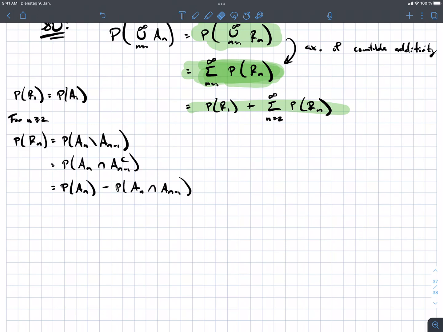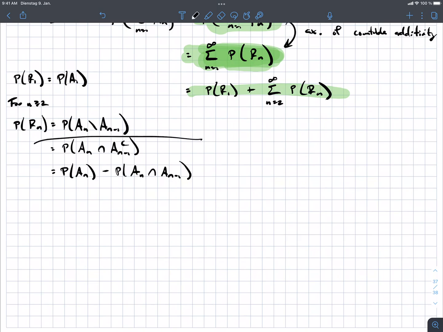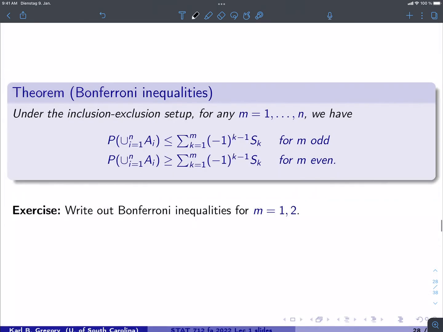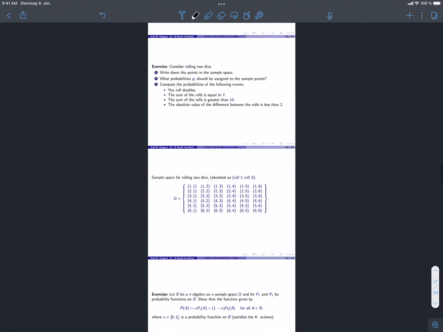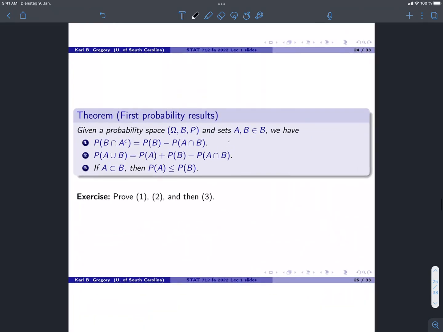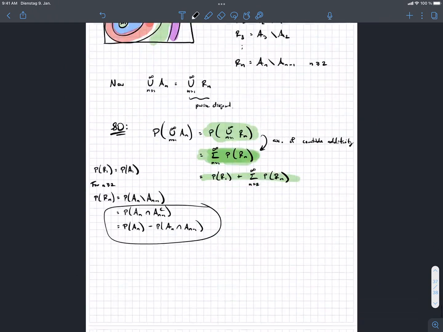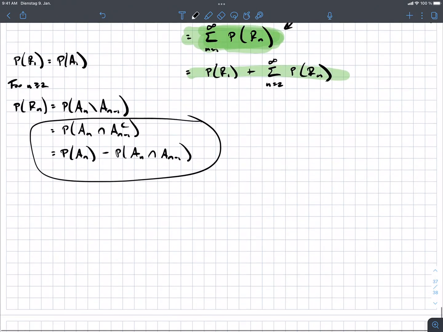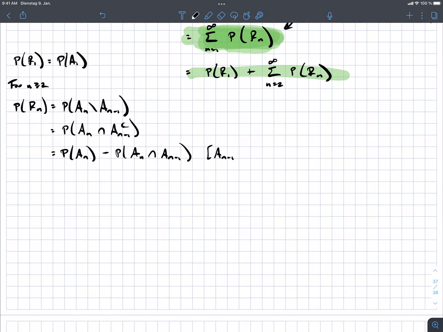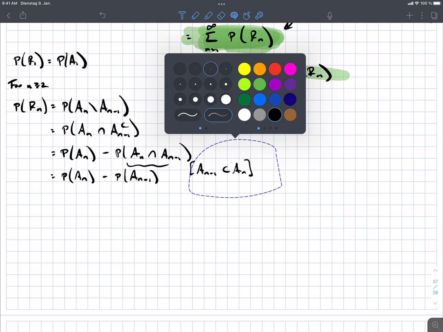Okay, and so if we can scroll up and find this, where can we find it? Way back, right here. So we showed that. Okay, so I'm just using that one. But since An minus 1 is contained in An, this intersection probability is just the probability of An minus 1. Okay, so this is like going on in our head.